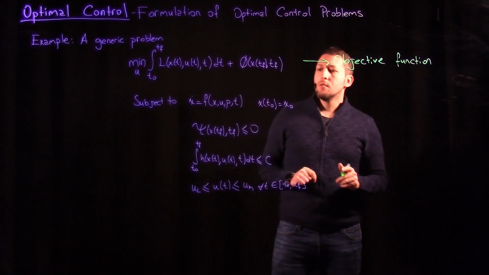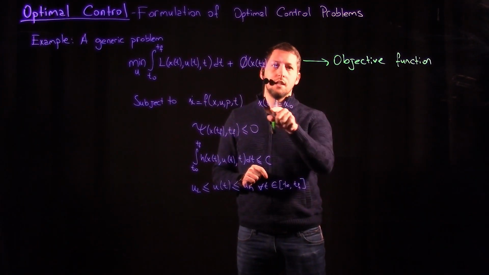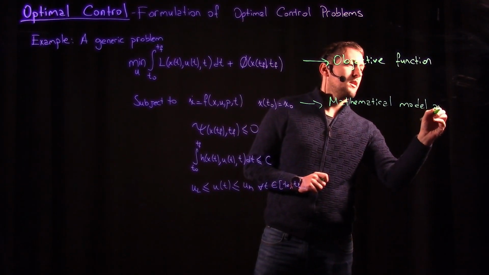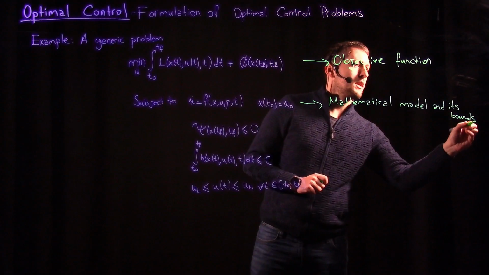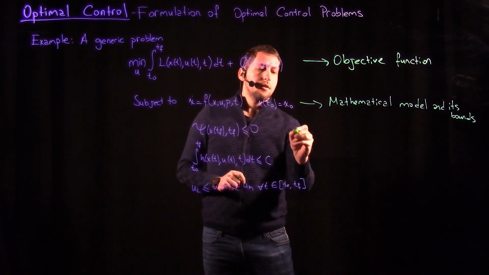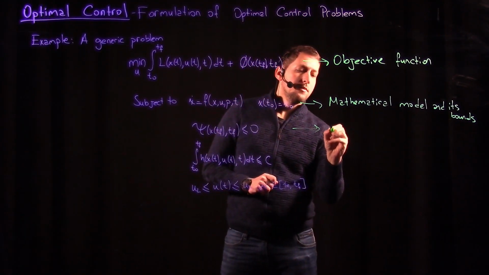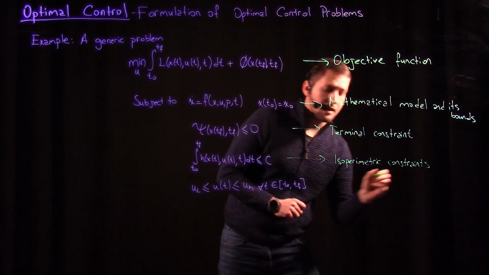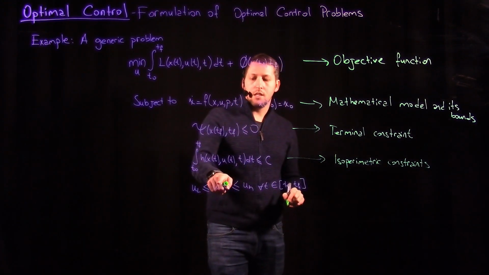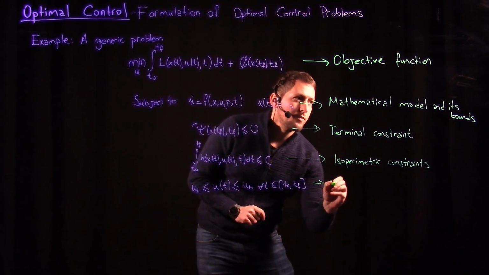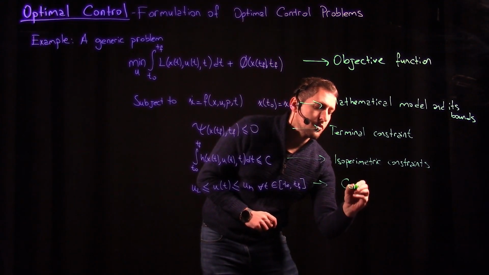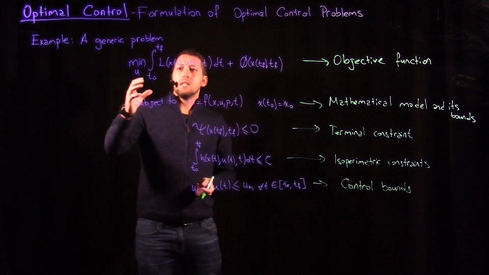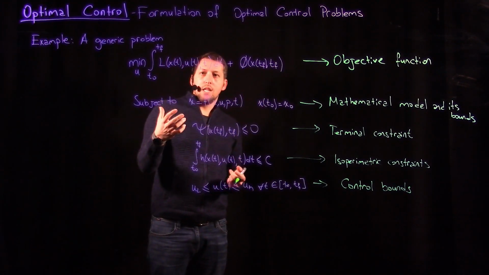And we have the mathematical system formulation and its bounds here, let's say the mathematical model and its bounds. Here we have a terminal constraint, and this one is the isoperimetric constraint. The last one is the path constraint for the input signal u2, and this could also be named the control bounds in this case. As you can see, we are formulating our problem.